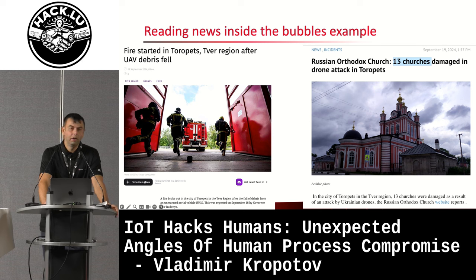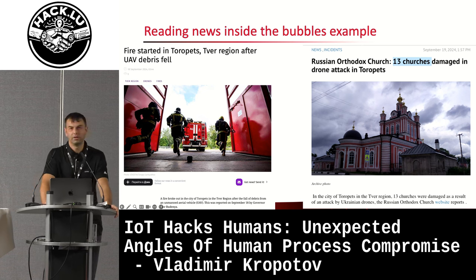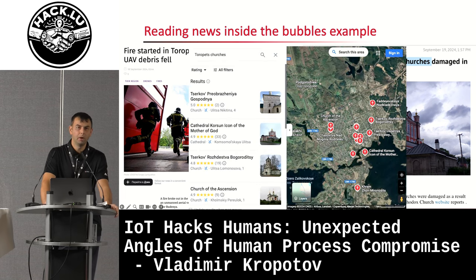While living inside the bubbles, there are still options to indirectly figure out what is going on, because information inside the bubbles is often curated or biased. You can see news of a small fire, started because of a UAV. And the next day you see news that in the same town, 13 churches were damaged. You can look at the map, calculate the distance between the churches and their distribution, to make your conclusion about the first news, whether it was just a minor fire or something more serious, just by adding several dots which you connect by yourself.